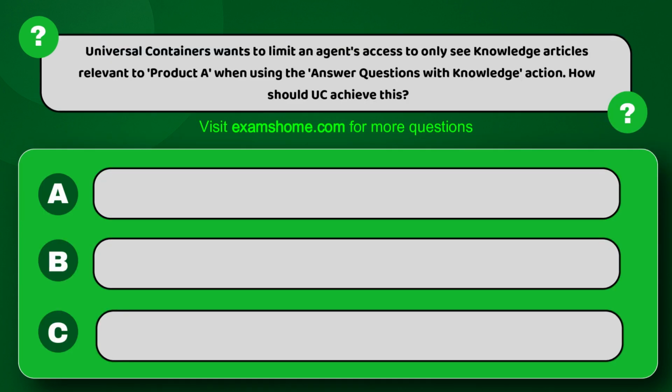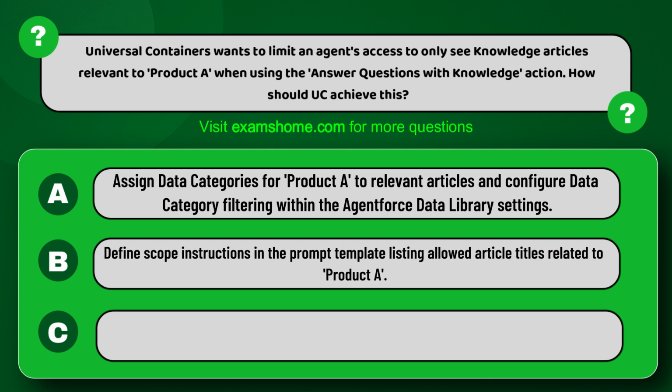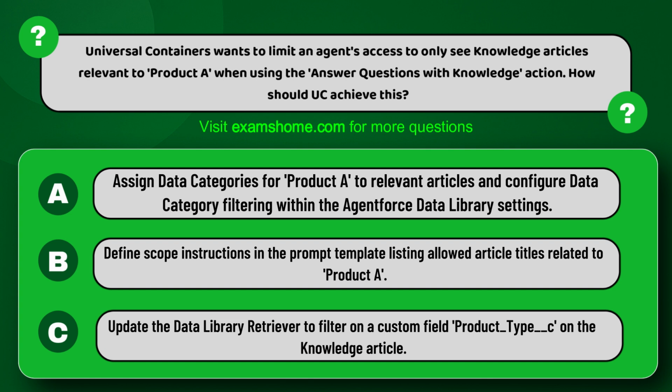Universal Containers wants to limit an agent's access to only see knowledge articles relevant to product A when using the answer questions with knowledge action. How should UC achieve this? A. Assign data categories for product A to relevant articles and configure data category filtering within the Agentforce data library settings. B. Define scope instructions in the prompt template listing allowed article titles related to product A. C. Update the data library retriever to filter on a custom field, product type C, on the knowledge article.